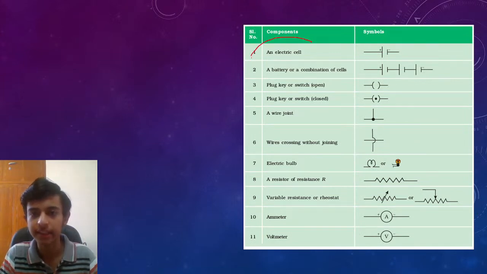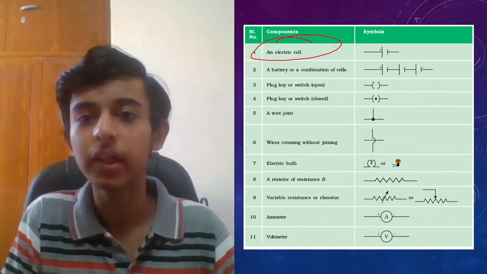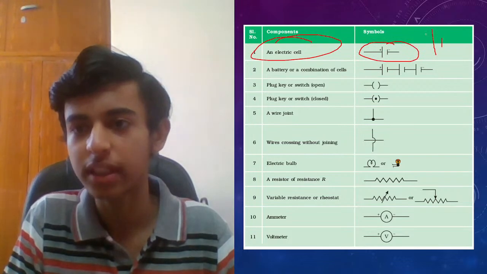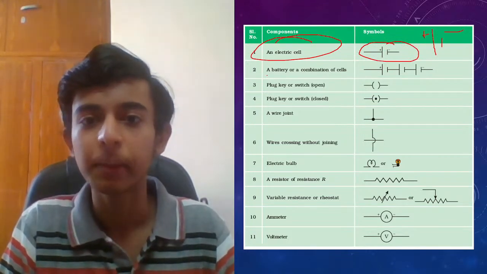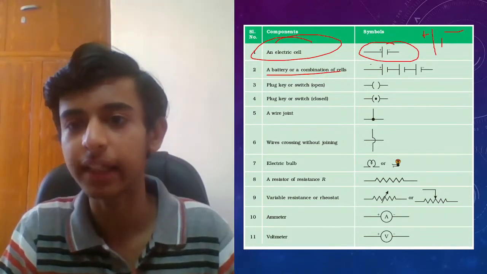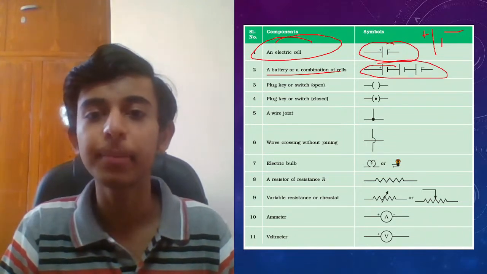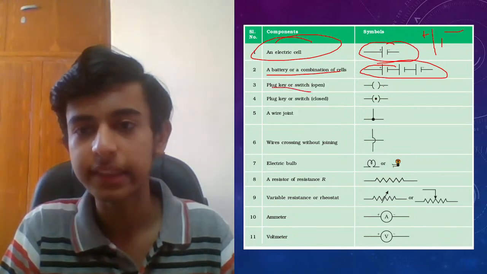Now see, some of the very important components. First thing, electric cell. How do we draw an electric cell? In this manner, you can draw it with one positive terminal and one negative terminal. Battery is a combination of cells, when different cells are combined. So you can see 2 or more cells are there. Then we have plug, key or switch. Plug, key means you can say the switch.